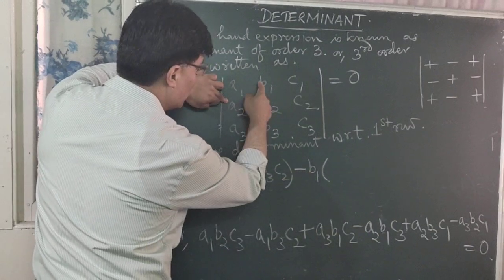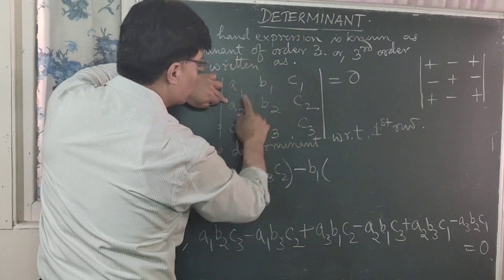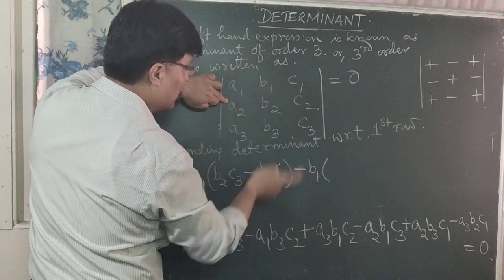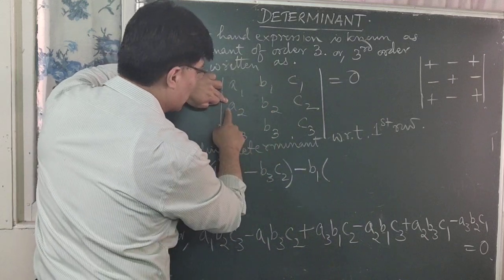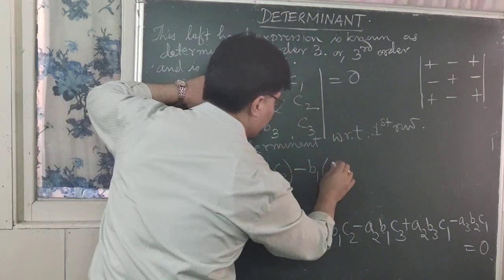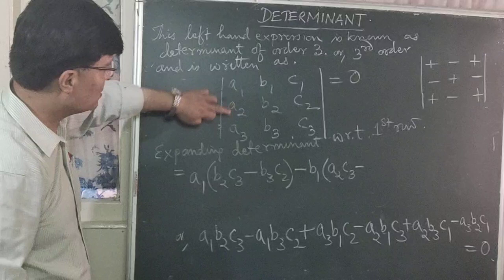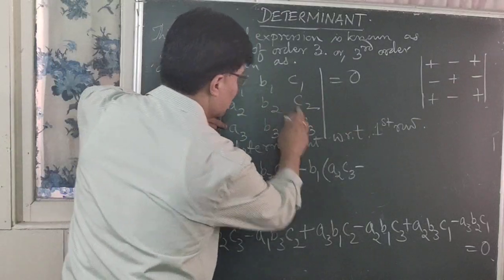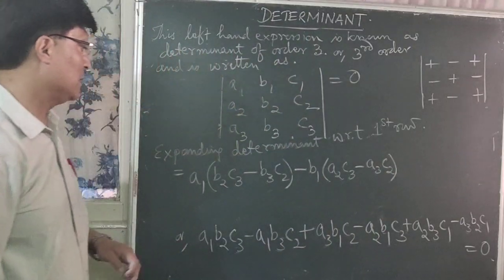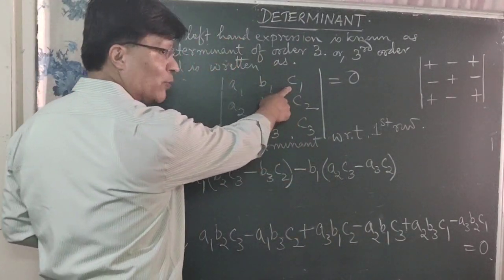माइनस B1. So delete the row and the column through that element B1. That means first row and second column are deleted. So remaining terms are A2, C2, A3, C3. So multiply A2 by C3. A2, C3. बीचमा के साइन आयो? Minus. Then comes A3, C2. A3, C2. Right? Is that clear to all of you? Then which sign is there? Now C1, you have to take C1 now.